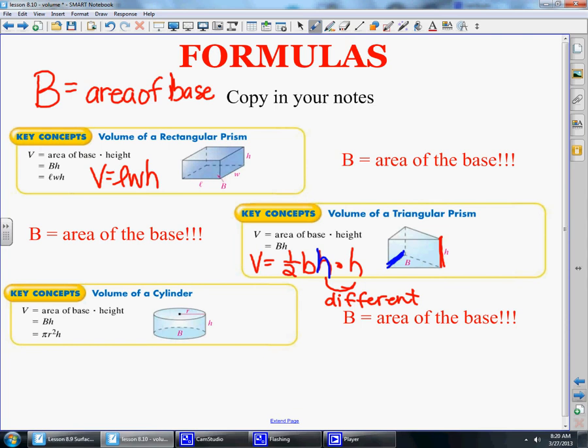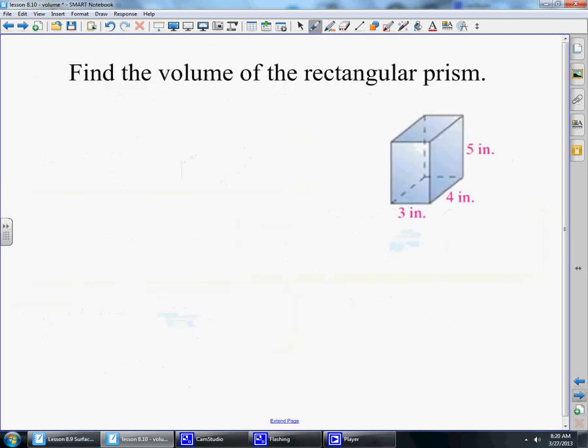And then finally, volume of a cylinder is area of the base times height. So the area of the base is a circle. So we find area of a circle by multiplying pi times the radius squared, and then we're going to multiply it by the height again. So we always find the area of the base and then multiply it by the height. Make sure you have these copied into your notes.